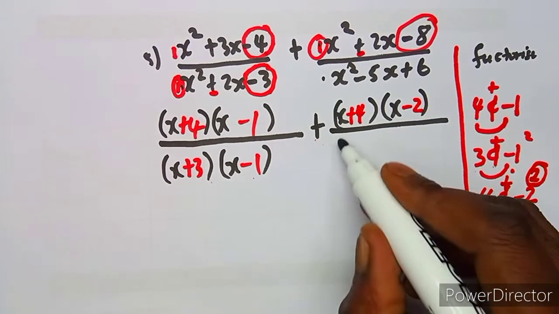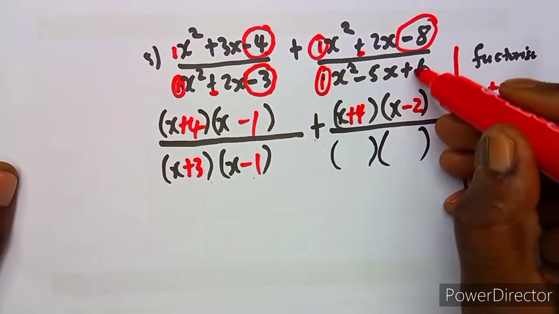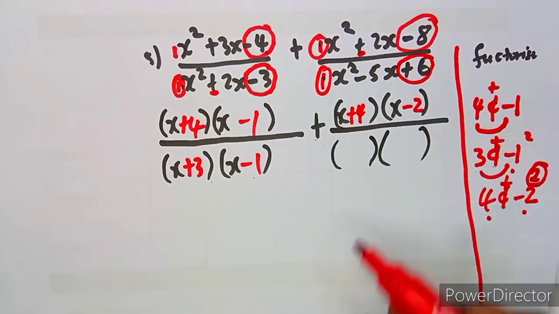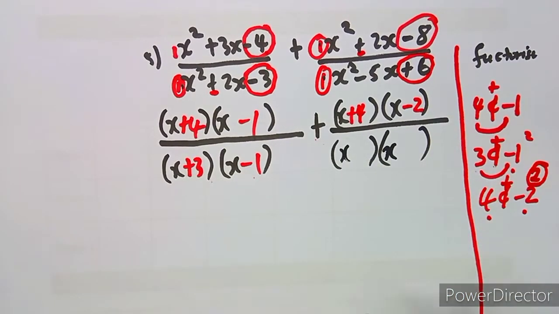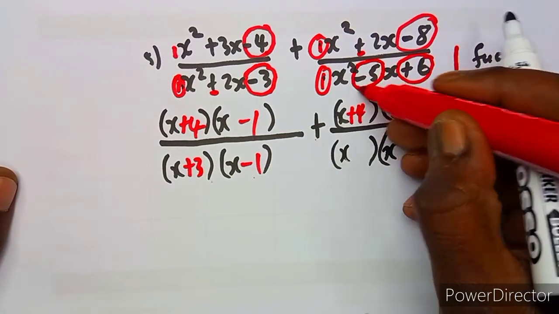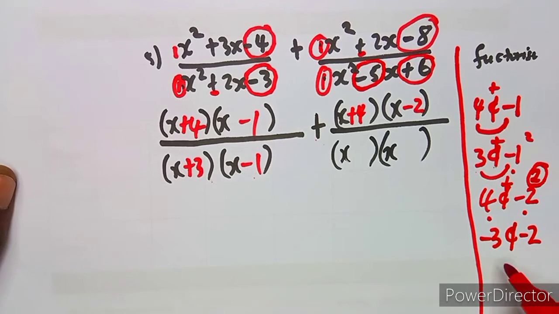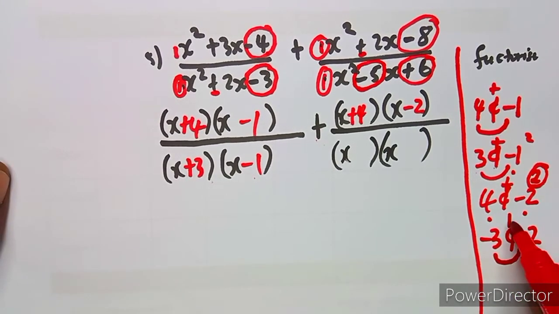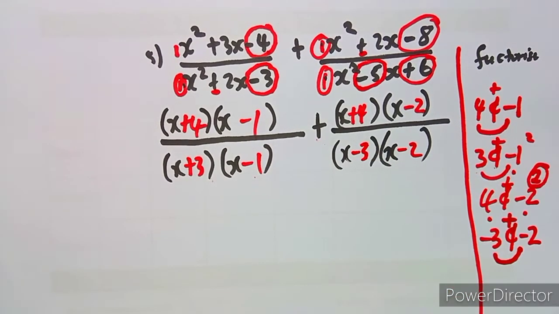We do the same on this one. The coefficient of x squared is 1. What factors of 6 are we going to add to get minus 5? That's minus 3 and minus 2. Minus 3 times minus 2 is positive 6, and minus 3 plus minus 2 is minus 5. So we've got minus 3, minus 2.